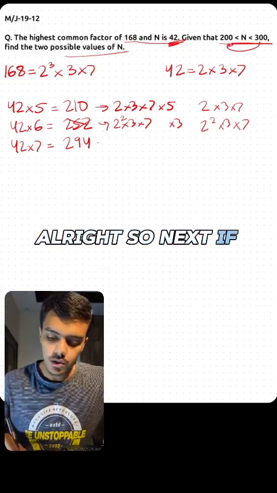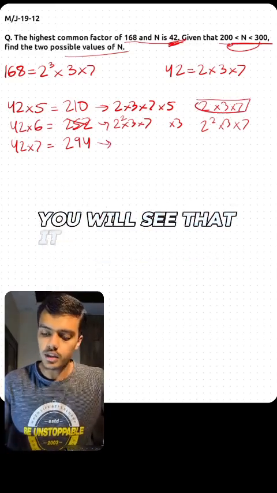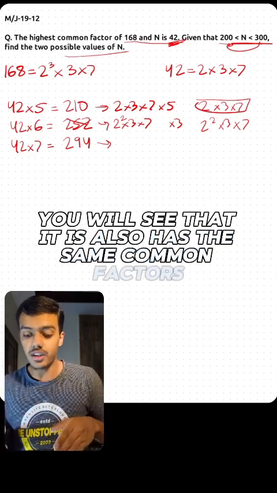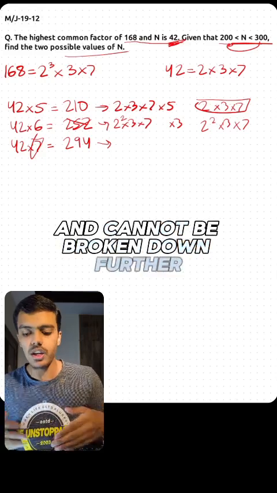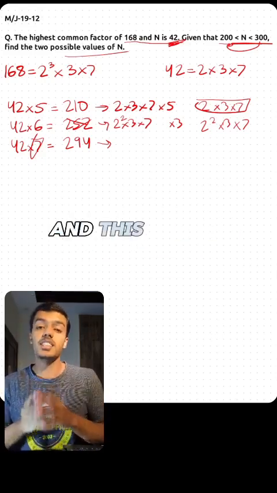Alright, so next if you check 294, you will see that it also has the same common factors, because 7 is a prime number itself and cannot be broken down further. Therefore, the HCF remains the same, and this is how you solve this question.